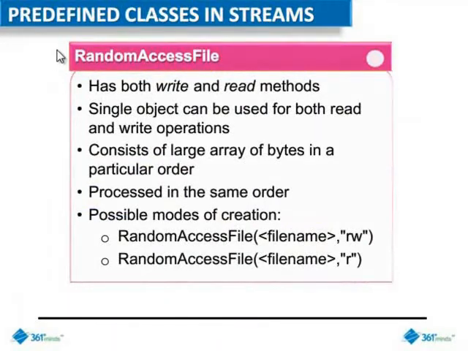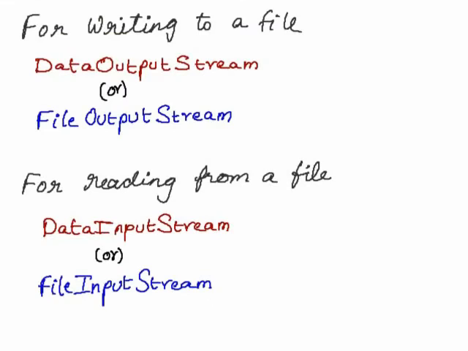The random access file. Now just see the example. For writing to a file, I said you can use the data output stream or the file output stream. So you have to create an object for either the data output stream or file output stream for writing to a file. So you have to create an object, like say for example you create data output stream ds equal to new data output stream of. This is how you create an object.